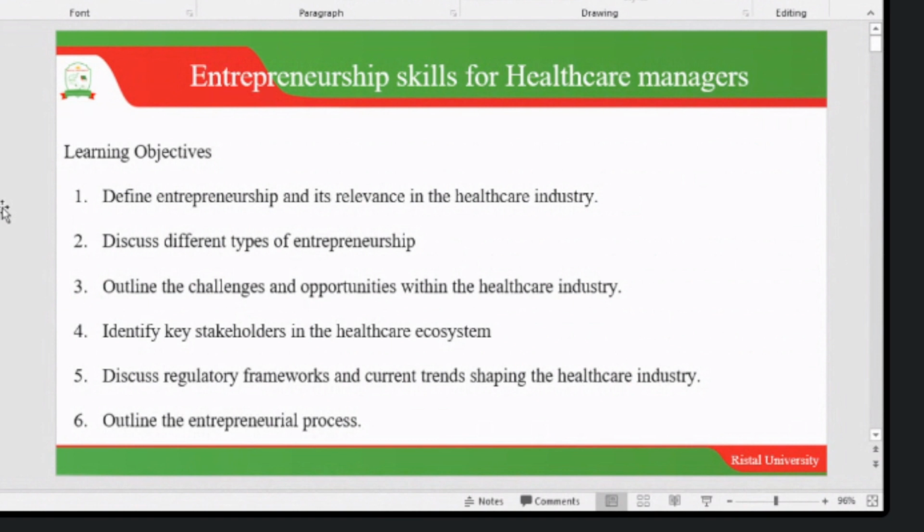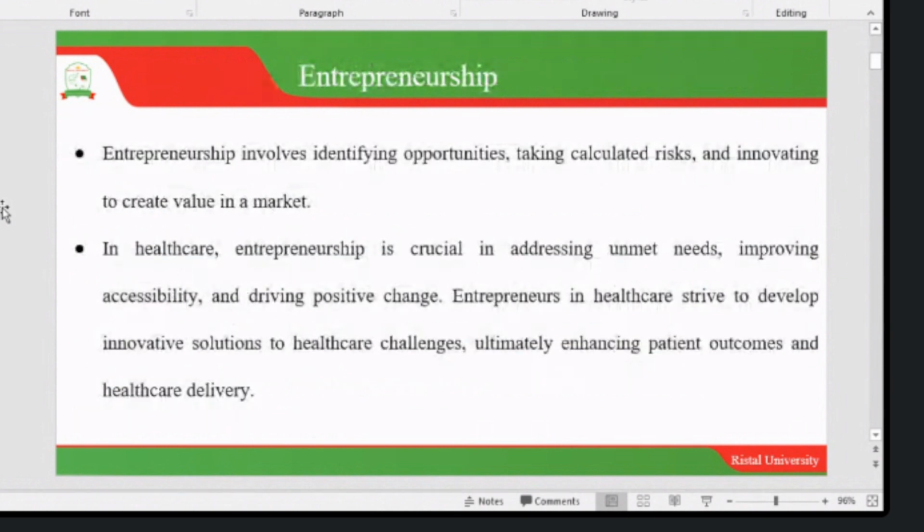Then identify key stakeholders in the healthcare system, that healthcare ecosystem, those stakeholders that we need to know as entrepreneurs or aspiring entrepreneurs, so that we can know who to go to and what they need. Then we are also going to discuss the different regulatory frameworks and current trends shaping the healthcare industry. Then finally, we are going to outline the entrepreneurial process. So without further ado, let's look at what entrepreneurship is.